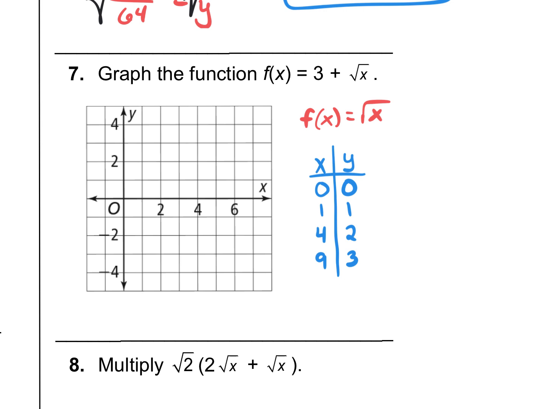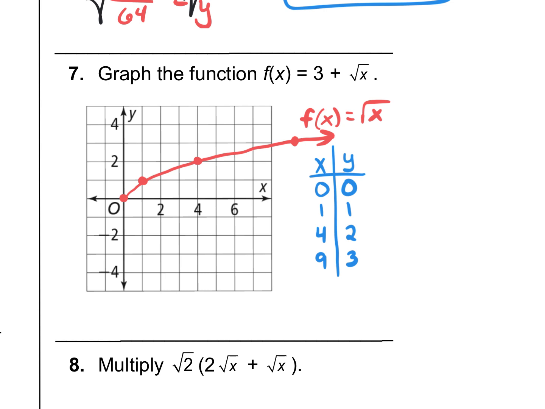So if I graph this, we have a point at 0, 0. Remember, always graph the x first. We go over 1, up 1, and then over 4, up 2. And then I know we go off the graph, but we would go over 9, up 3. And then go ahead and connect your graph. Is the parent function ever going to look any different? No, the parent function is always going to stay the same.